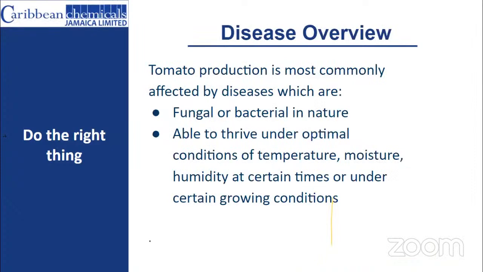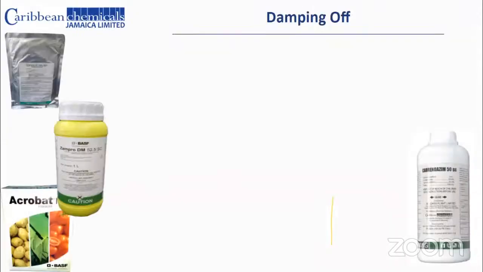Okay. So as we mentioned, we are looking at the disease and pest control, the Carbon Chemicals way. And just to give you a broad overview, most of the diseases affecting tomatoes will be of a fungal or bacterial nature. So therefore, we can surmise that under certain weather or climatic conditions, when the moisture, temperature and humidity are optimal, then we can expect a flare-up of these particular diseases. All right, let's go straight into it now.